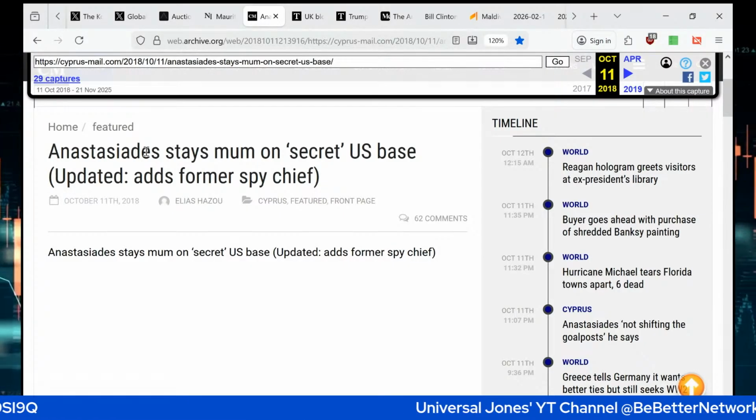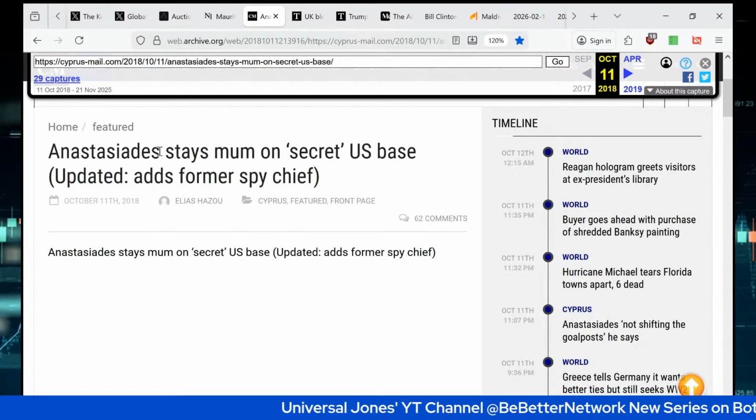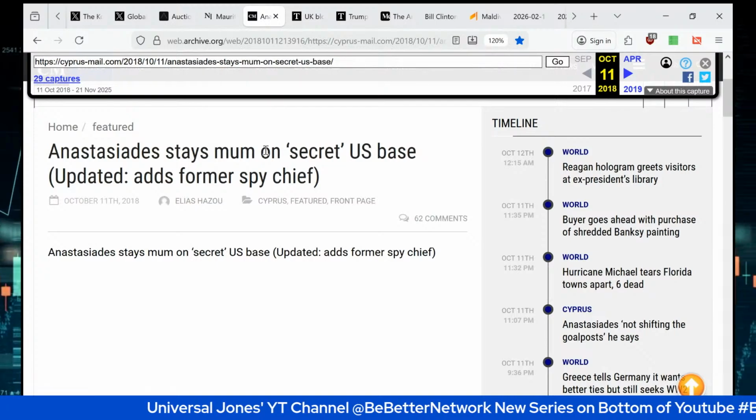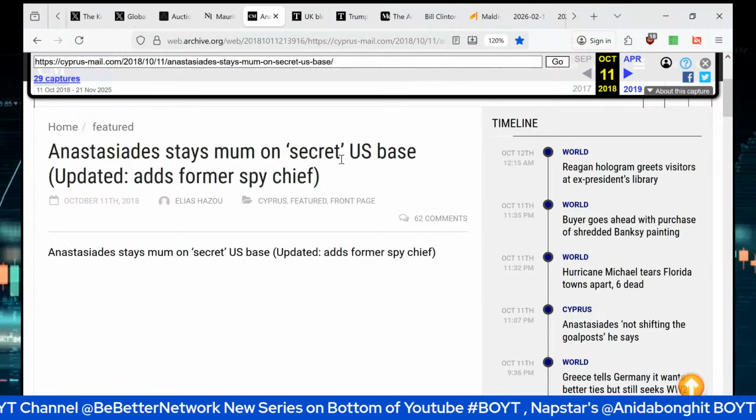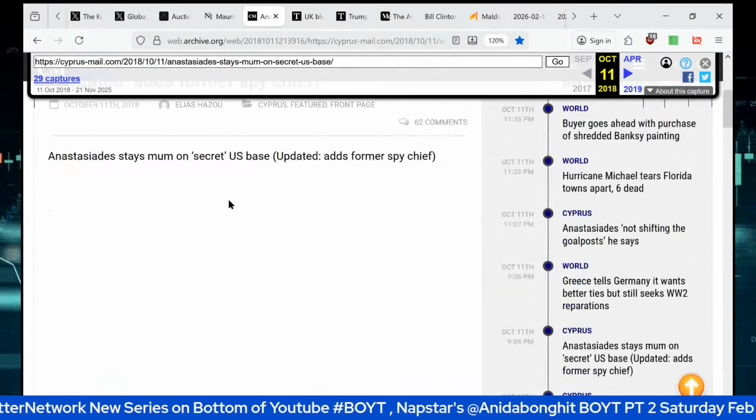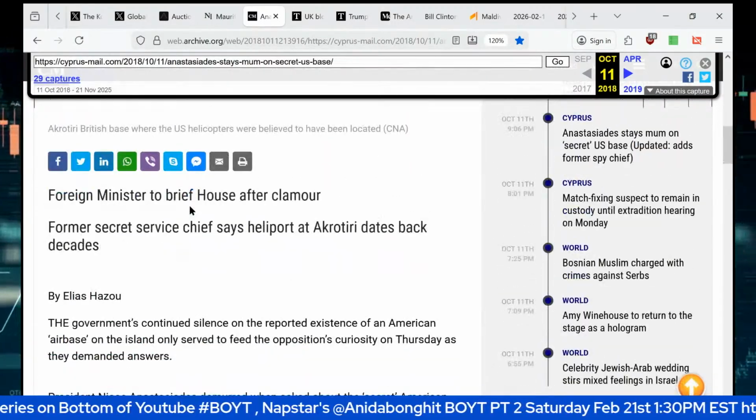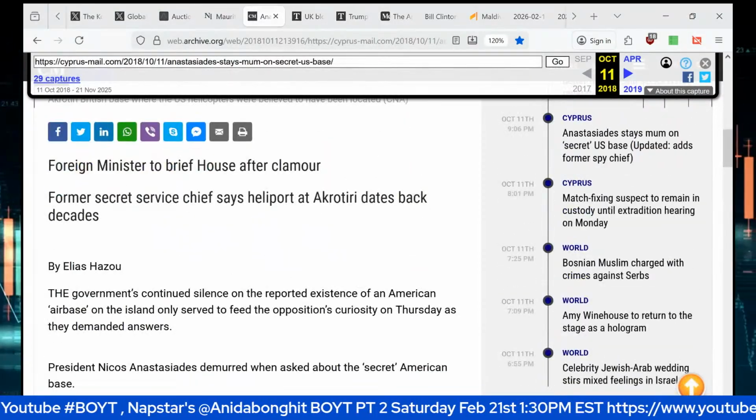Anastasiades. Okay, some long Greek name. Stays mum. Mum means quiet, okay, if you don't know British English, on secret U.S. base. This was written October 11, 2018. So this is about the Cyprus base.